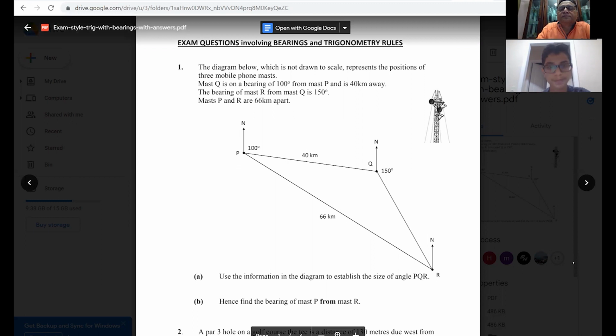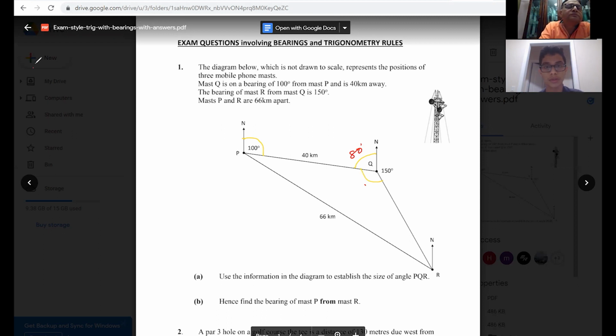So the diagram is well labeled, right? Now, if this is 100 degrees, how much is this degree? 80 degrees. Correct, because they form a linear pair, 180. Two parallel lines, and these are inside angles. Yeah. 80 degrees. You know that is 150 degrees. How much is this? 360 minus 150 minus 80 is that angle PQR.